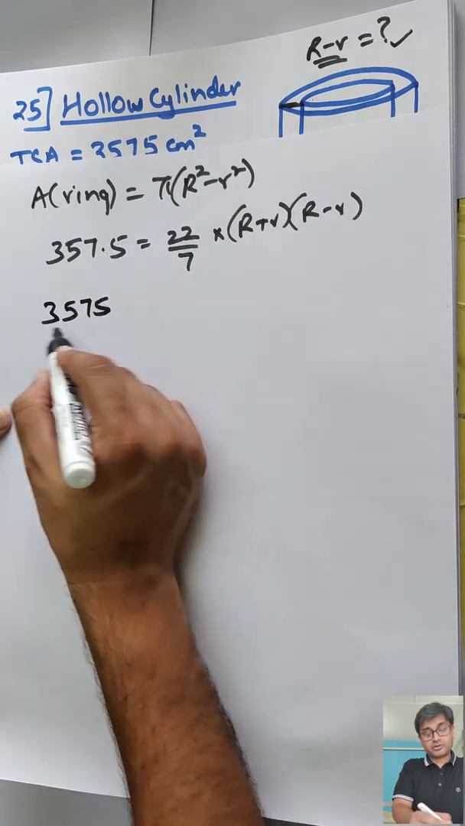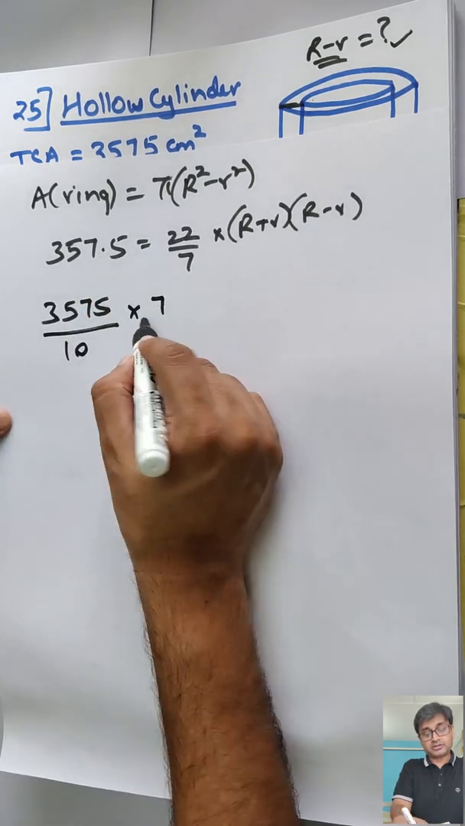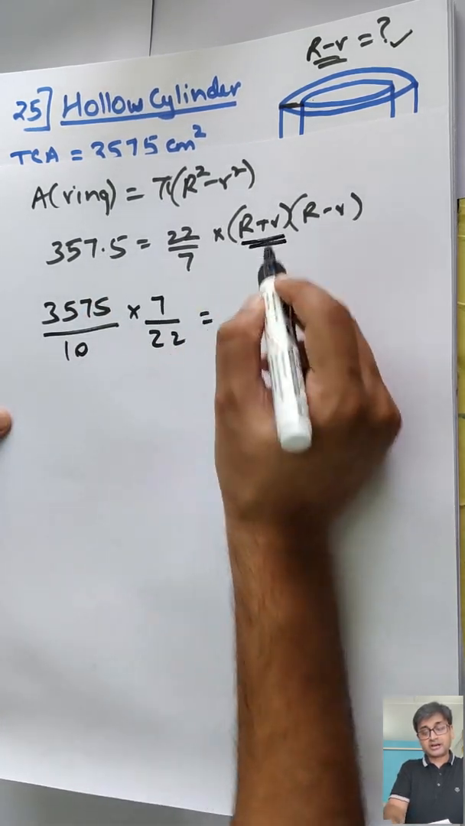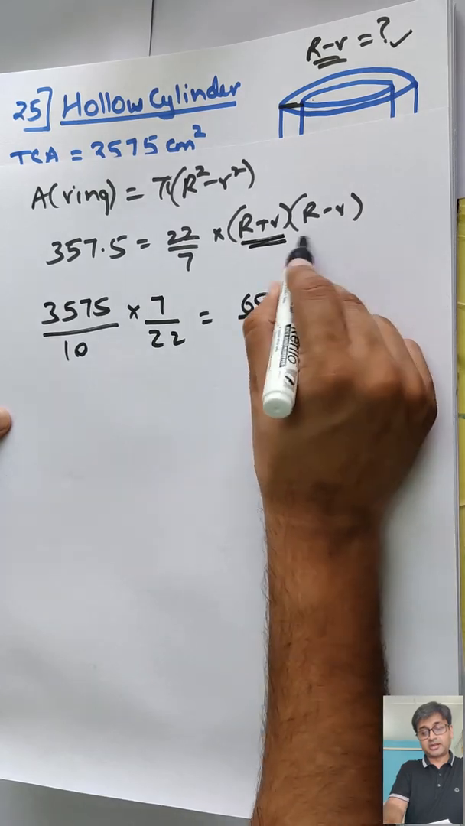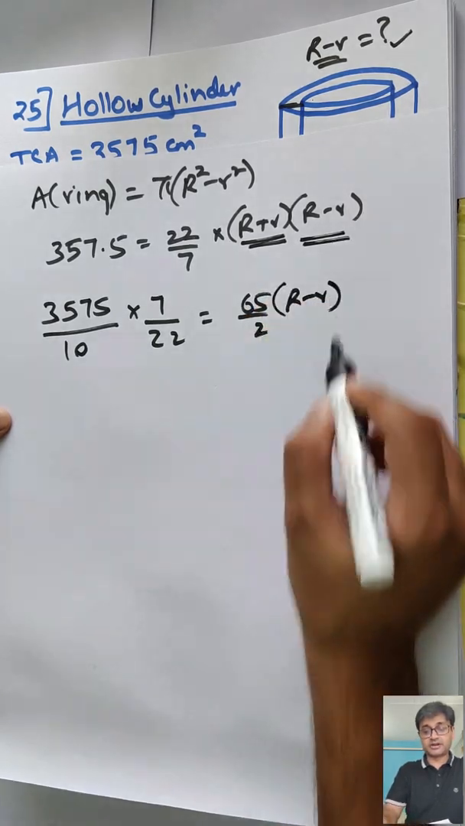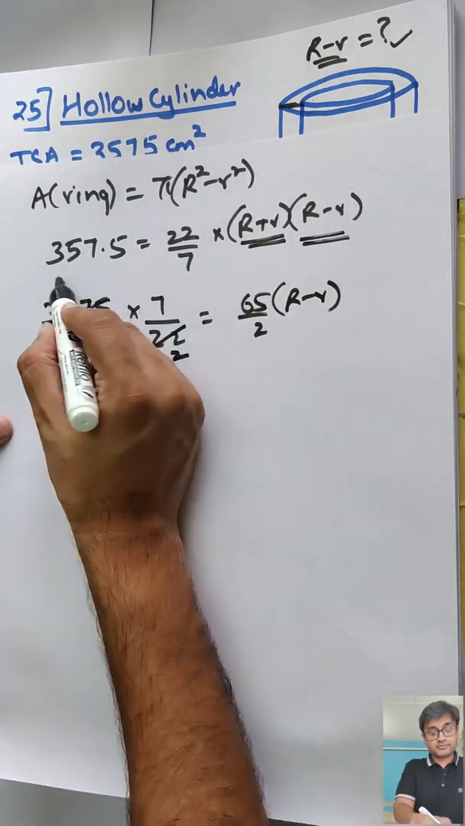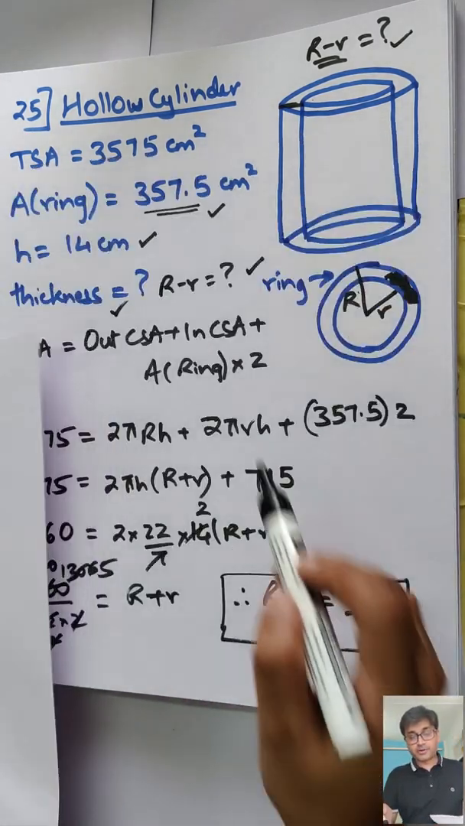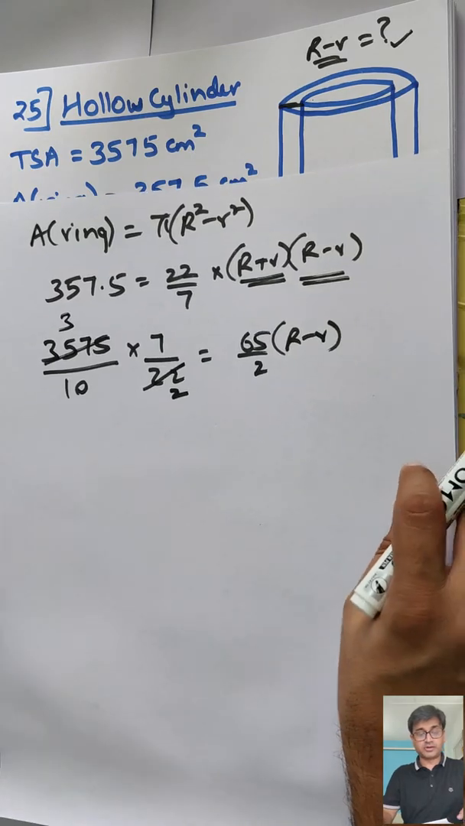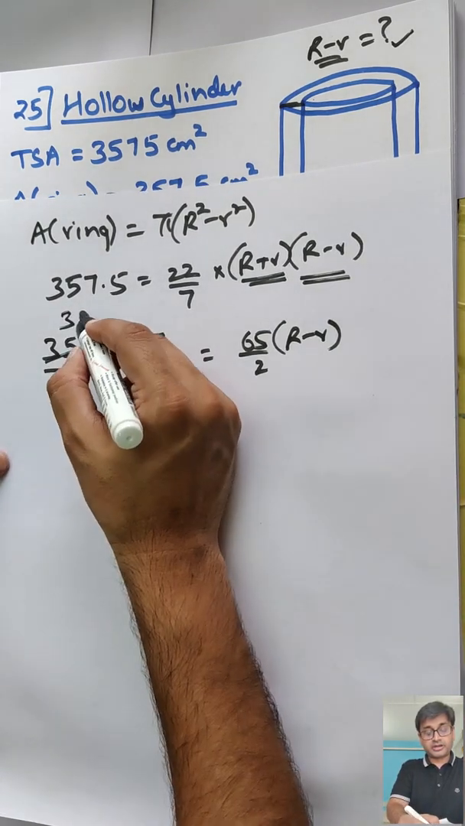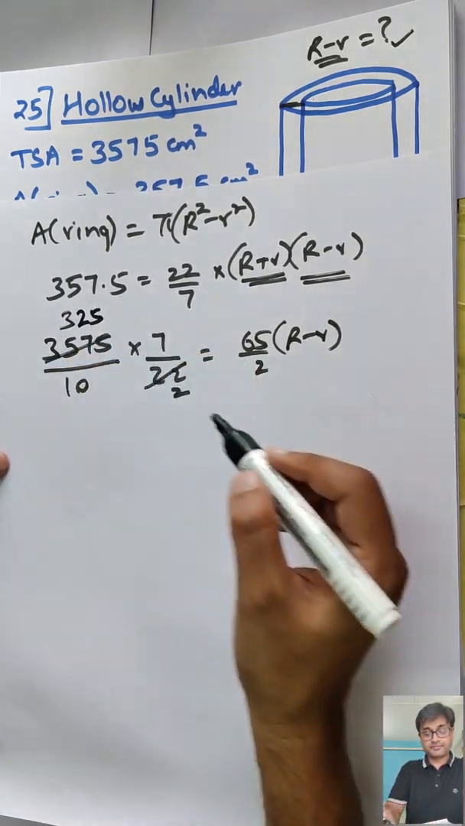So I just removed this decimal, so 10 into 7 by 22. This r plus r is 65 by 2, and this r plus r minus r we are trying to find. So 11 2s are 22, 11 3s are 33... wait, let me check pi. No, nothing is given, so 22 by 7. So 11 3s are 33, so 2s are 5s are.